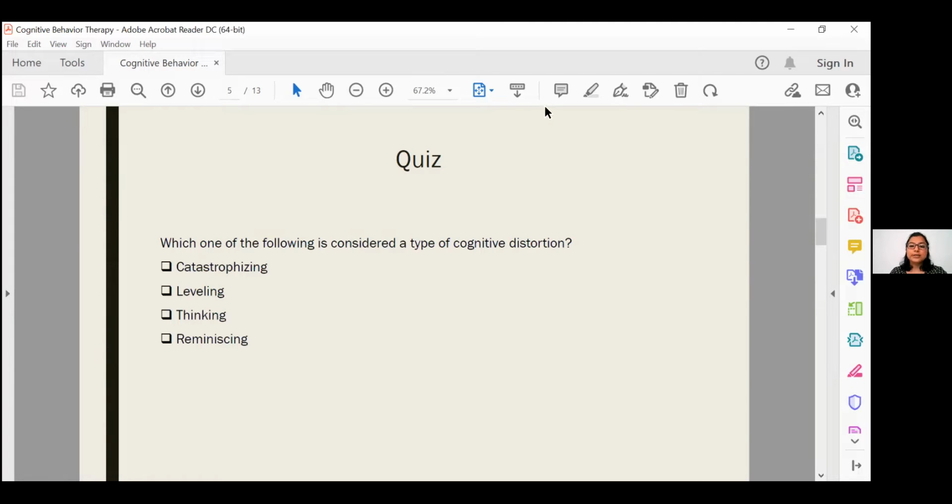Which one of the following is considered a type of cognitive distortion? Catastrophizing, labeling, thinking, reminiscing. Oh, everybody's at one. Fantastic. Are we clear with the concept of cognitive distortions?